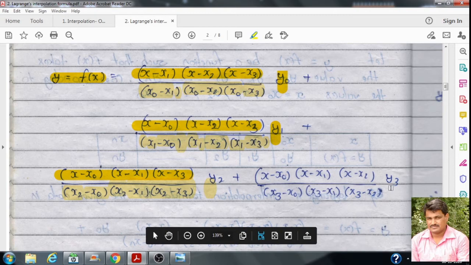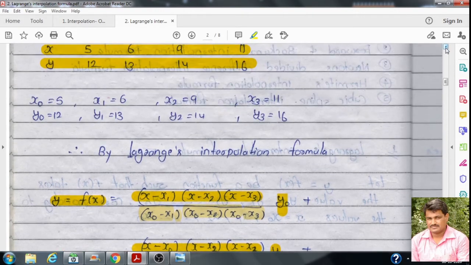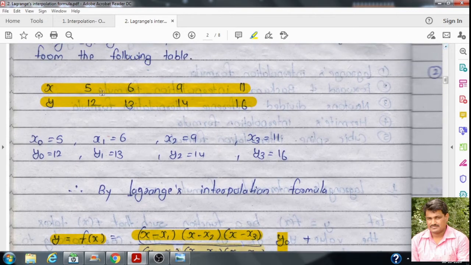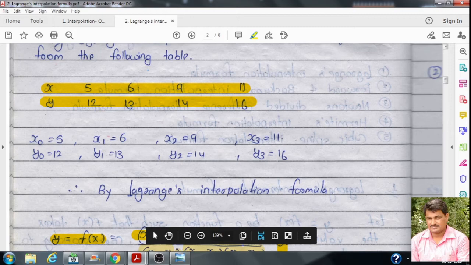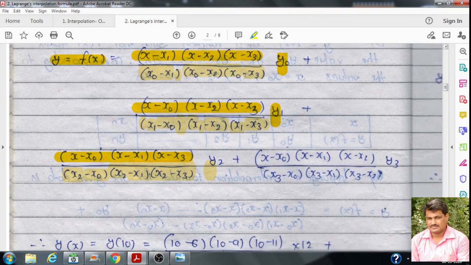Okay, this is the formula for the above data. We know the values of y, y0, y1, y2, y3. Also we know x0, x1, x2 and x3 from the given table. Then copy the values from the given table. Means this is x0, already presented here. x0 is 5, x1 is 6, x2 is 9, x3 is 11. In the same way y0 is 12, y1 is 13, y2 is 14, y3 is 16. Copy all the values and substitute on the right hand side of the interpolation formula.